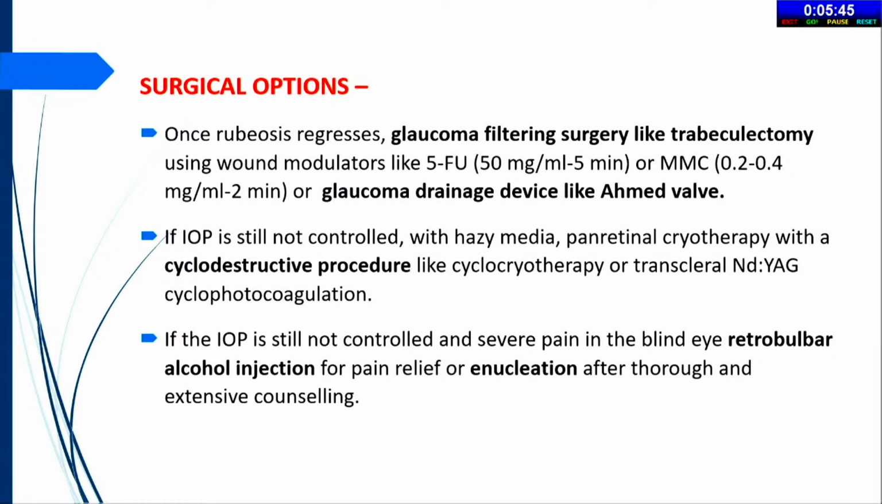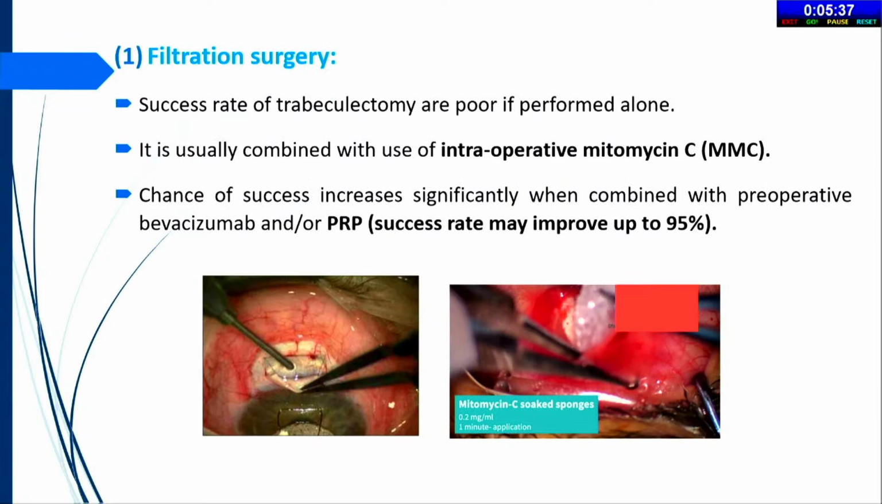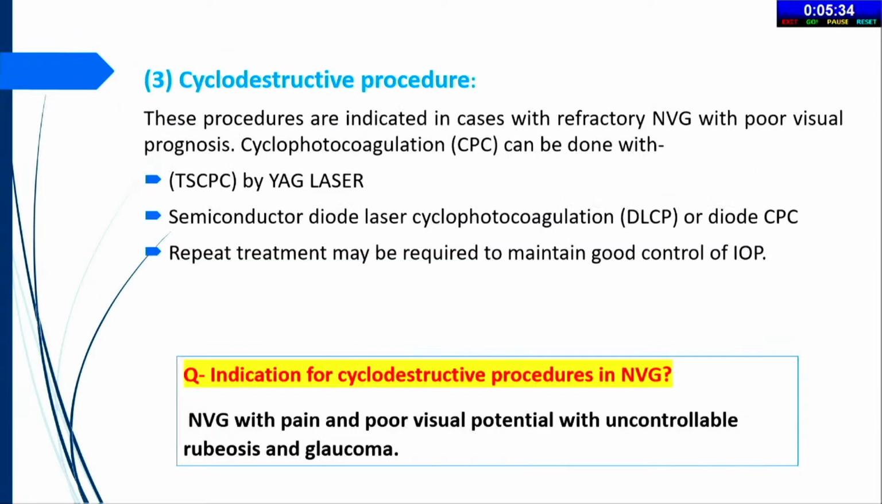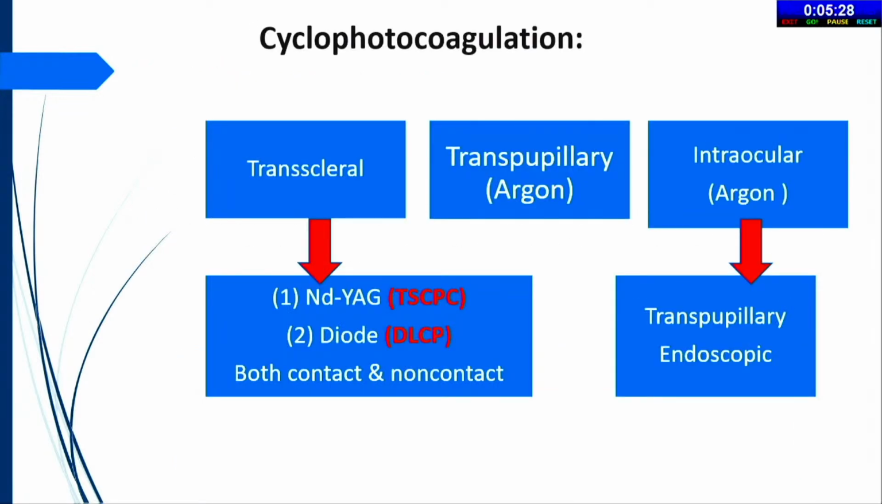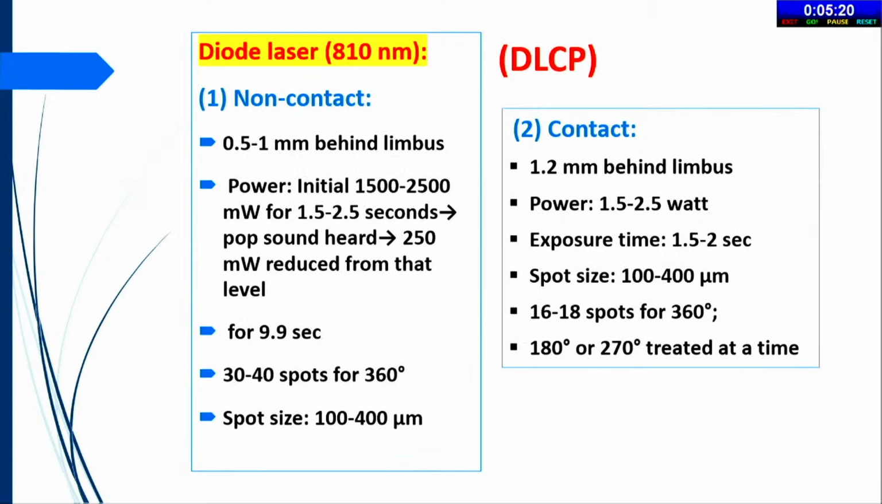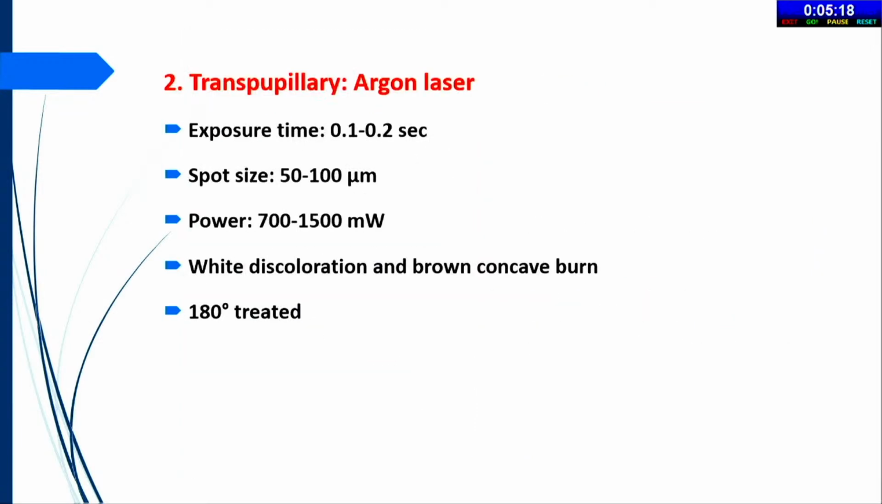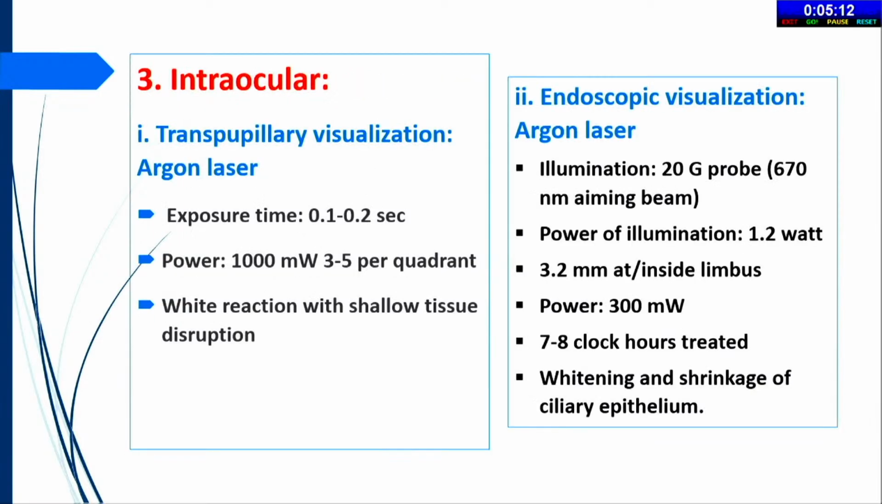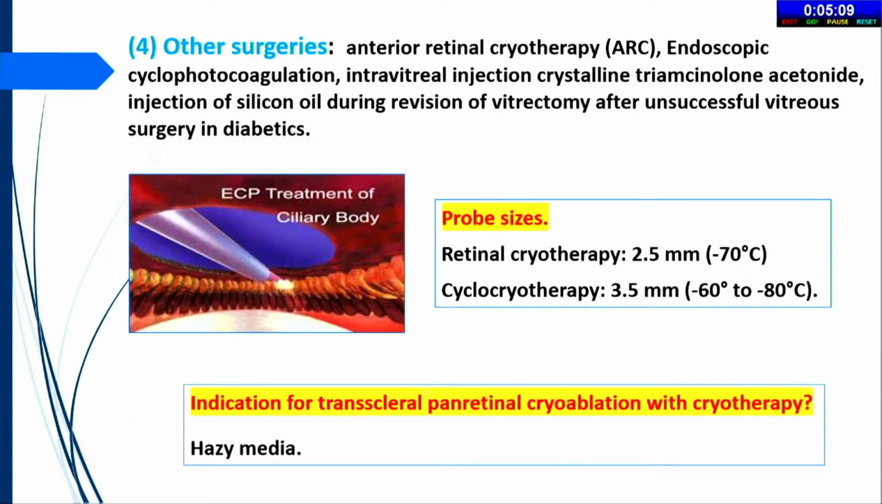But if there is pain and the pressure is not being controlled and the patient has no PL, you can go for a cyclodestructive procedure, which is cyclophotocoagulation, or could be a diode laser or argon laser or YAG laser for the treatment of the ciliary body, which could be endoscopic also. So these are the various parameters which are given in your books. Probably you have to remember all these parameters, what is the duration, what is the power, and how do you proceed for doing these different types of lasers.